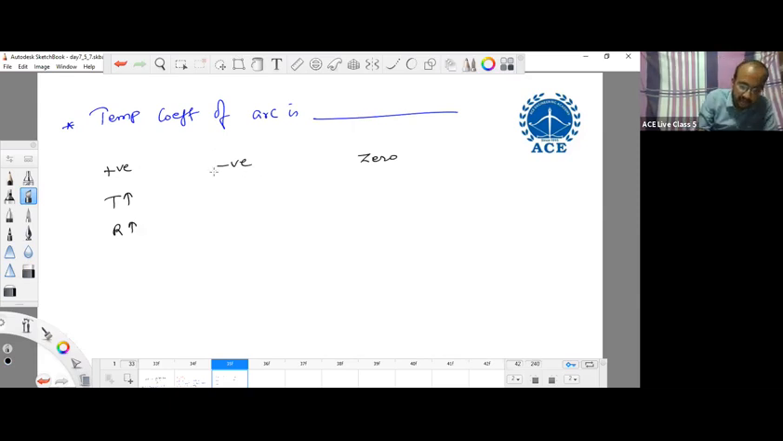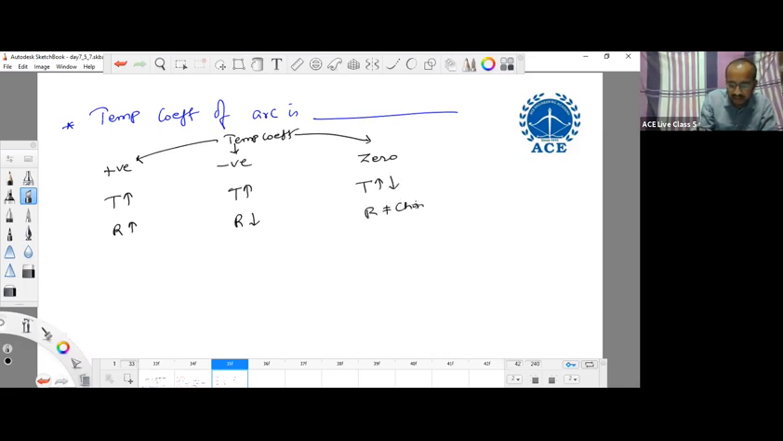What do you mean by negative temperature coefficient? As temperature increases, resistance decreases. It is a negative temperature coefficient. Zero temperature coefficient means as temperature increases or decreases, resistance does not change. Resistance remains the same. Now we observe the arc is having a negative temperature coefficient. What is the temperature coefficient of the arc? Negative. So the arc temperature coefficient is negative.